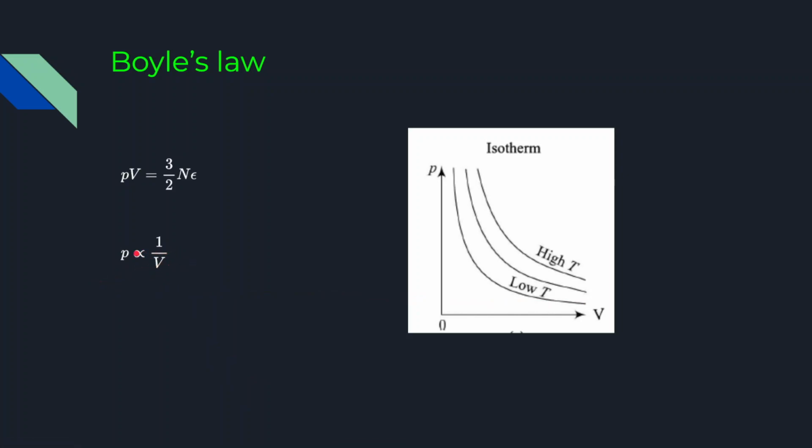Now if the temperature varies, then it could be T by V. So for a higher temperature, the curve goes to this side. If the temperature rises, this curve will be here.